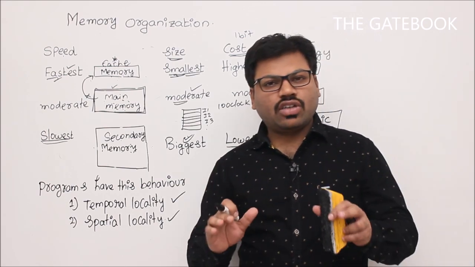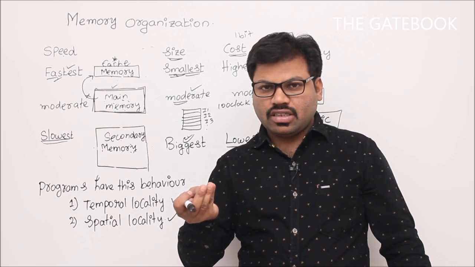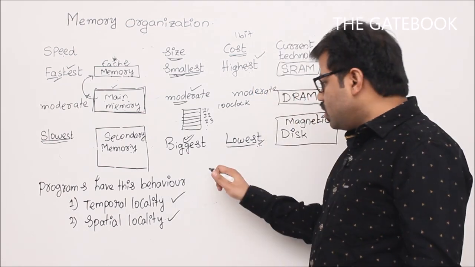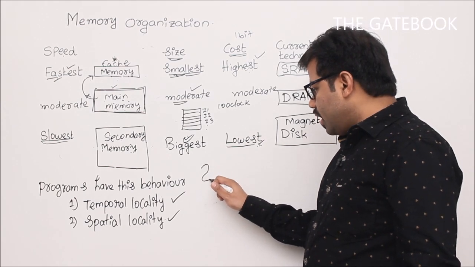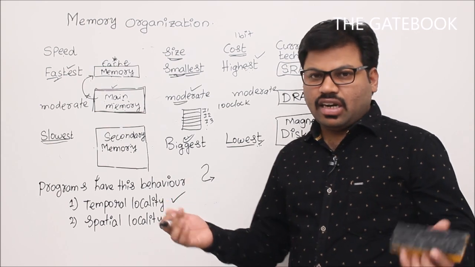Programs also have another behavior: when they access some memory location X, there is a high chance that they are going to access the next location, because most programs people write are sequential. That means they write instructions one after another. Generally, it's a general behavior.